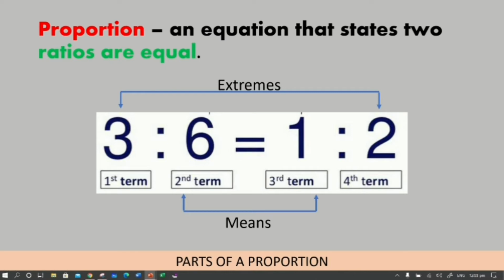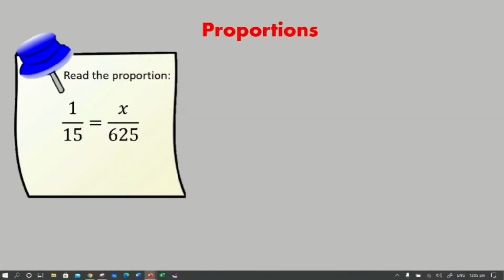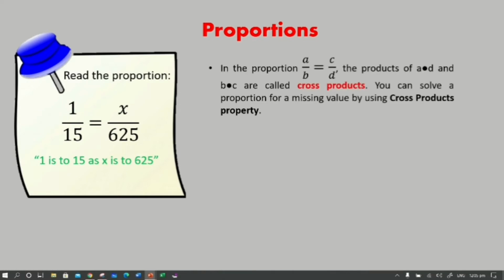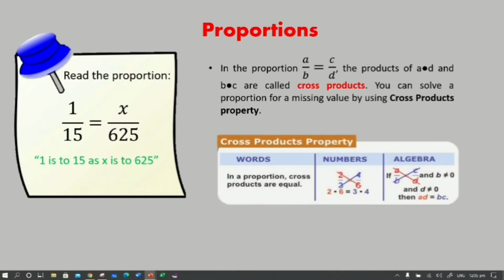Okay, let's have some more examples. Let's try to read the proportion. How do we read this? That is simply 1:15 as x is to 625. In the proportion A over B equals C over D, the products of A times D and B times C are called cross products. You can solve a proportion for a missing value by using the cross product property. In a proportion, cross products are equal. Just like I said earlier, the product of the means is equal to the product of the extremes.